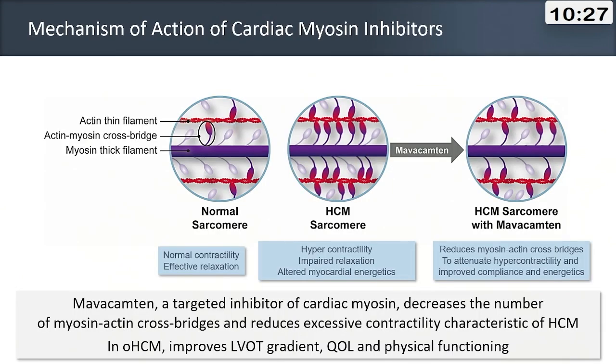The mechanism of action of cardiac myosin inhibitors. To understand it, we have to know in depth the molecular level of the HCM sarcomere, where we have extensive actin-myosin cross-bridging and a deficient super-relaxed state of myosin. What the cardiac myosin inhibitors do is stabilize the super-relaxed state, decreasing the extensive cross-bridging, attenuating hypercontractility, improving compliance and myocardial energetics.